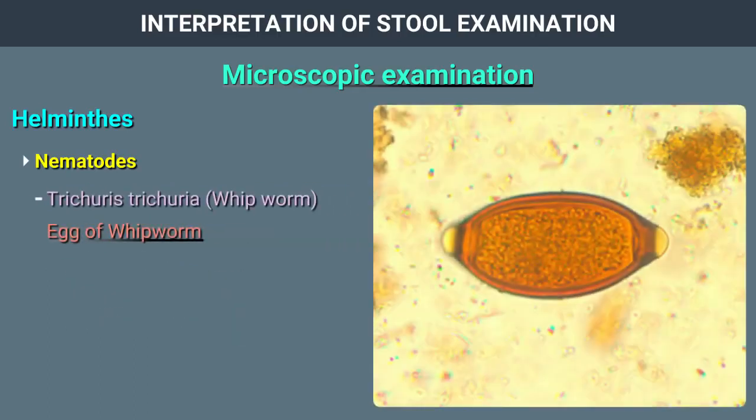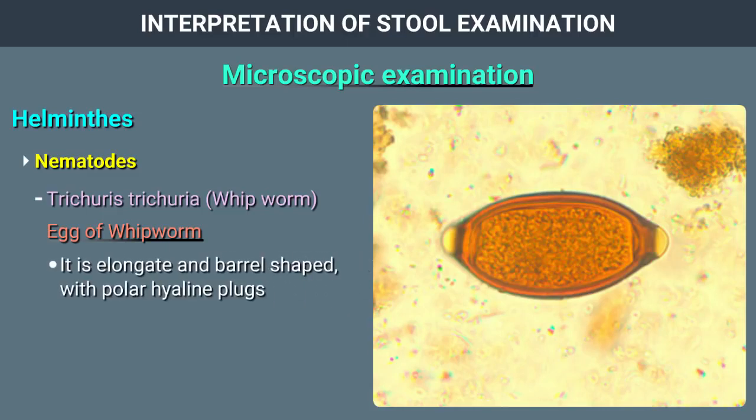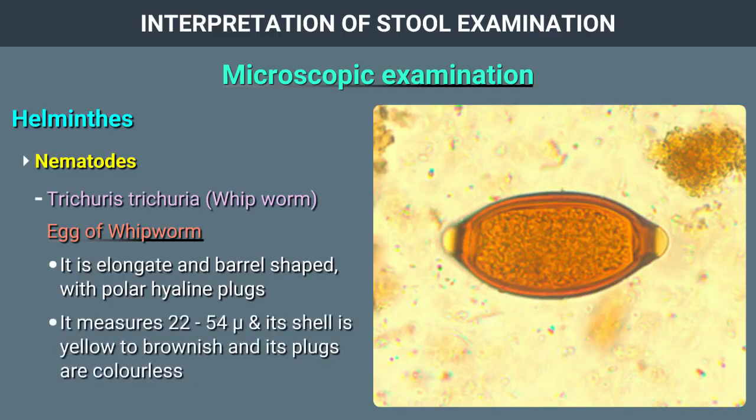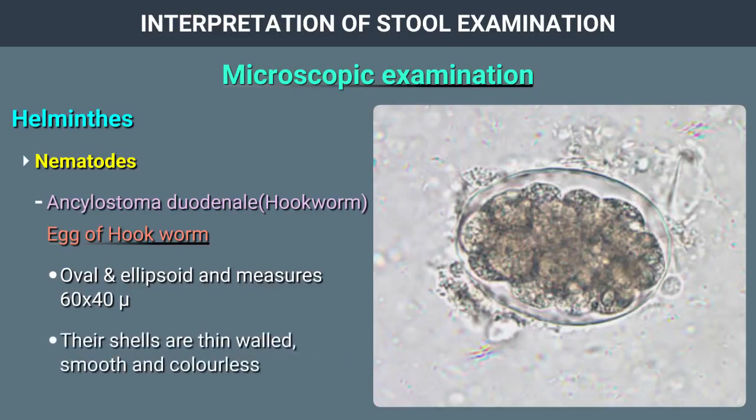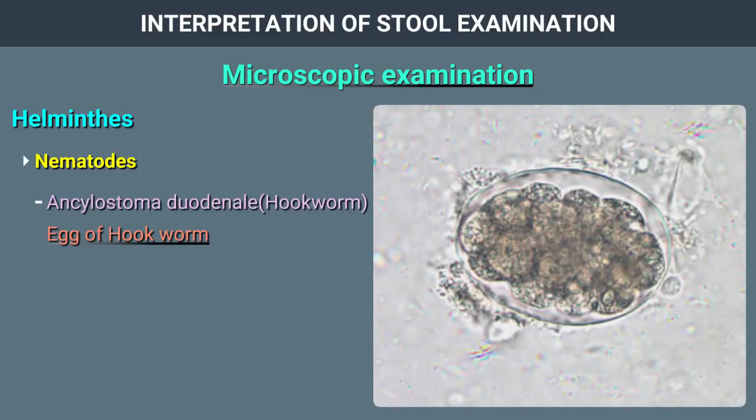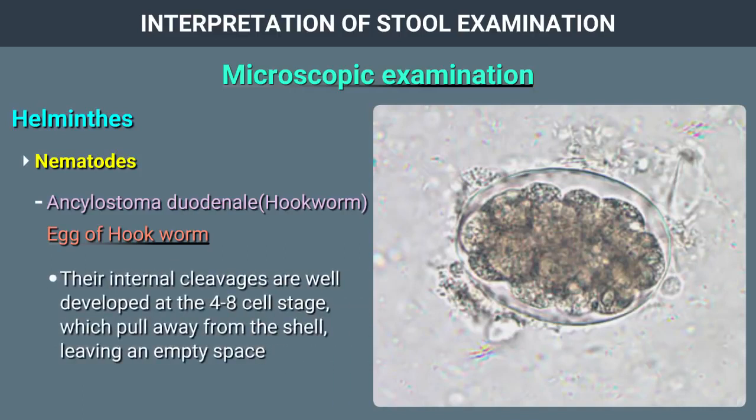Trichuris trichiura or whipworm. Egg of whipworm is elongate and barrel shaped with polar hyaline plugs. It measures 22 to 54 microns and its shell is yellow to brownish and plugs are colorless. Ancylostoma duodenale or hookworm. Egg of hookworm is oval and ellipsoid and measures 60 by 40 microns. Their shells are thin-walled, smooth and colorless. Their internal cleavages are well developed at the 4 to 8 cell stage.